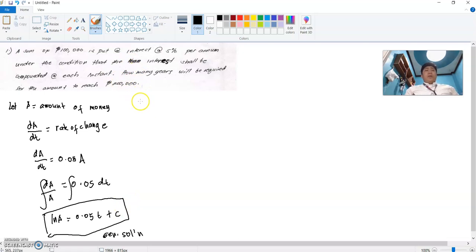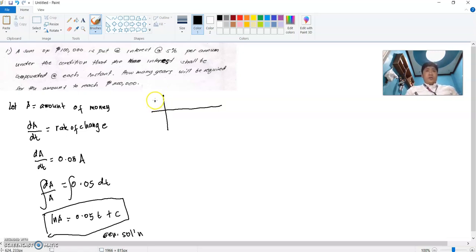So in other subjects, those formulas are fixed. But here in differential equations, it changes depending on the situation. So from here, it is important to make a table. Why? So that it is easier for us to identify what the variables or unknowns will be.